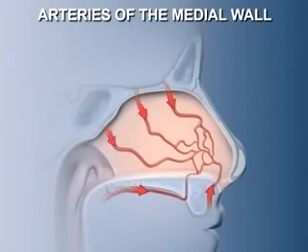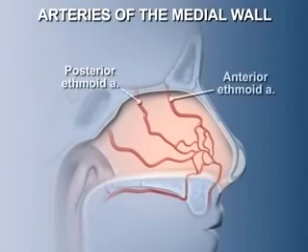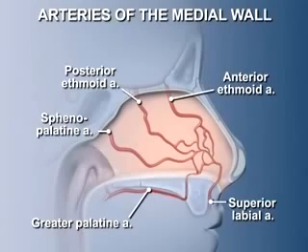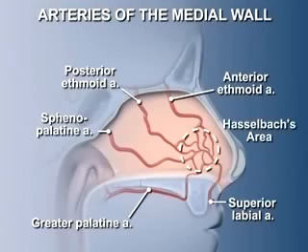No less than 5 arteries anastomose with each other within the septum. They are branches from the posterior and anterior ethmoidal arteries, the superior labial artery, the greater palatine artery, and the sphenopalatine artery. The confluence of these vessels near the anterior part of the septum creates an area of dense vascularity, called Kiesselbach's area, that is prone to drying and trauma, leading to nosebleeds.